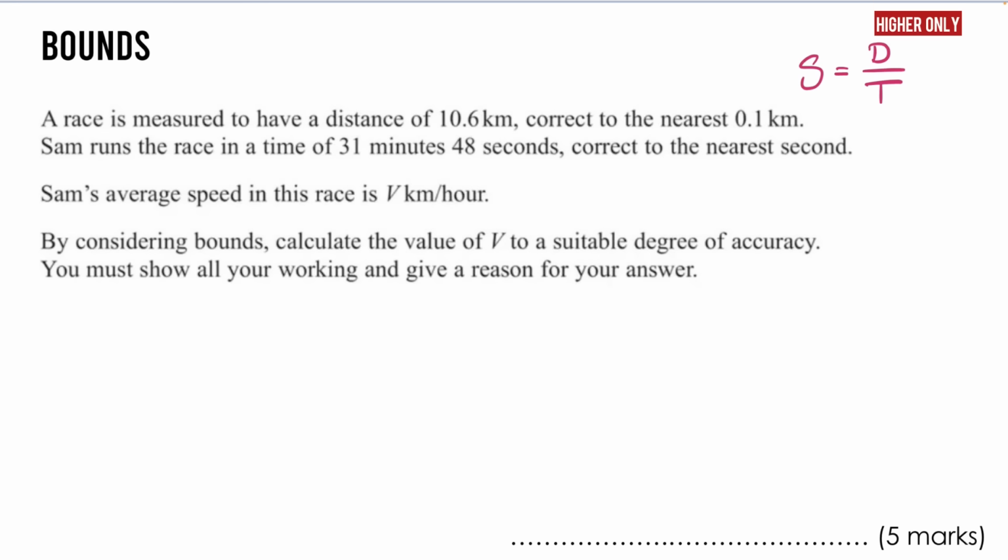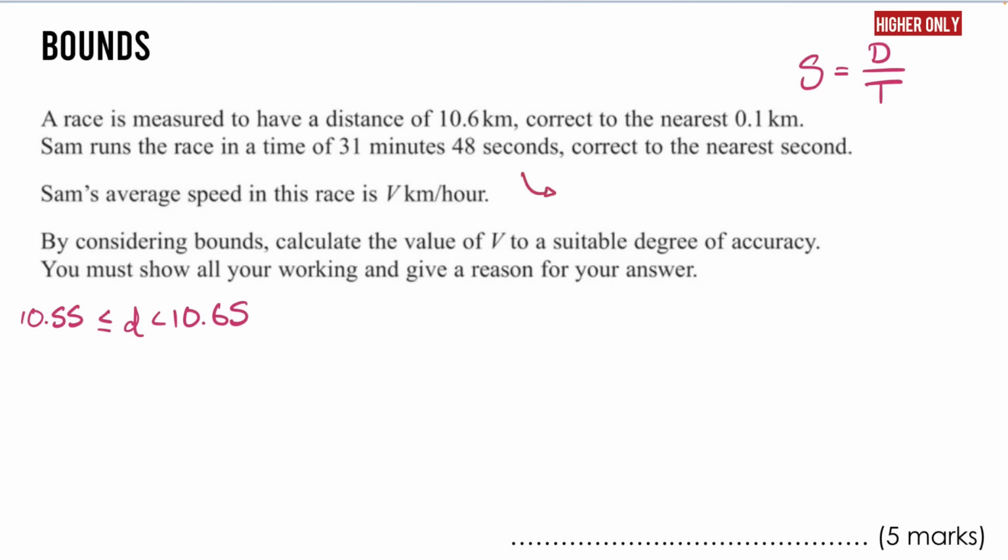Now for this one we have some quite awkward numbers. It says the distance is 10.6, correct to the nearest 0.1. So for the distance, which is between these two values, we have 10.55 and 10.65, going that 0.05 above and below. The time is very awkward because it's written in 31 minutes and 48 seconds.